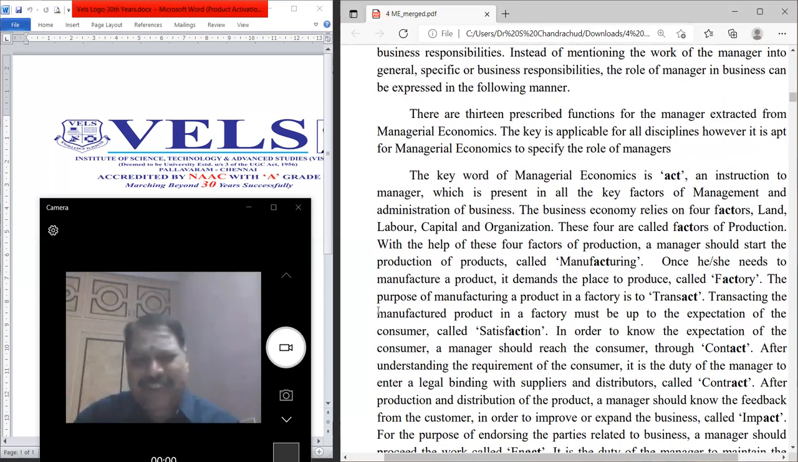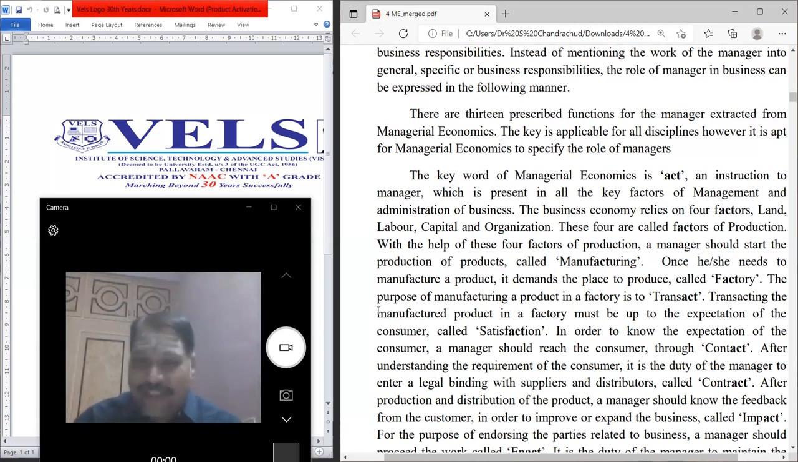they have to manufacture. You can see a light, a bureau, or a pen. What are all the things you are seeing? They are manufactured. So the next best duty of a manager is to make the product. So the second role is manufacturing. Once he or she needs to manufacture a product, it demands a place to produce. Where can we produce? Factory. See the word FACTORY. ACT is there.